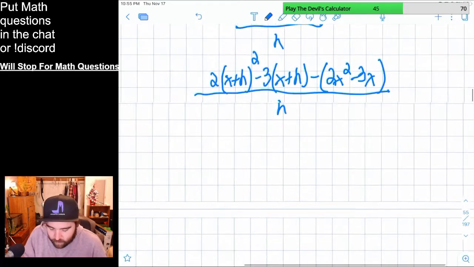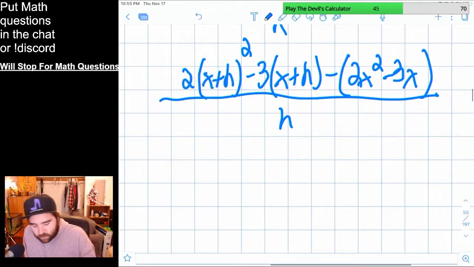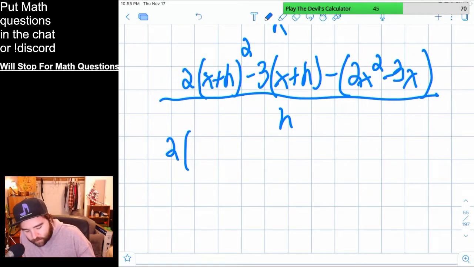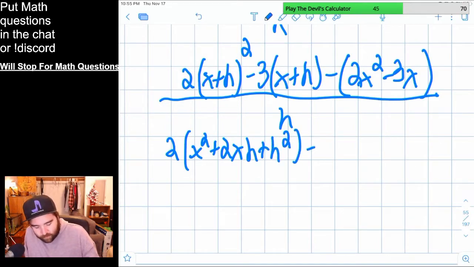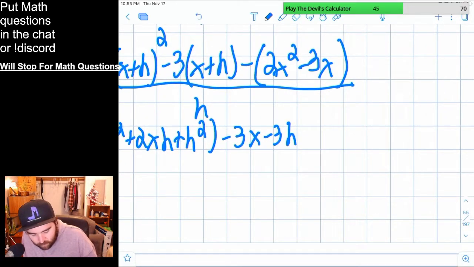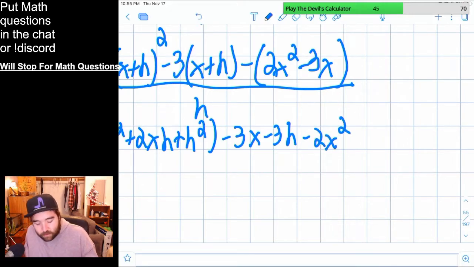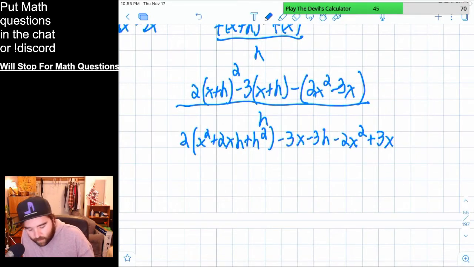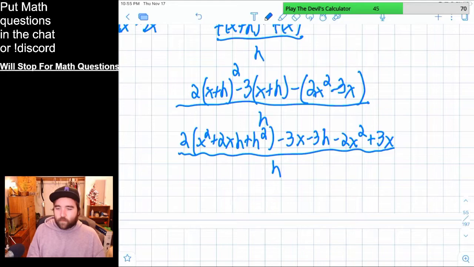We should simplify. So what is x plus h squared? Just like before. So that's x squared plus 2xh plus h squared. Let's distribute the 3: minus 3x minus 3h. And then let's distribute the negative here. So distributing the negative, minus 2x squared plus 3x. And then all of that over h.